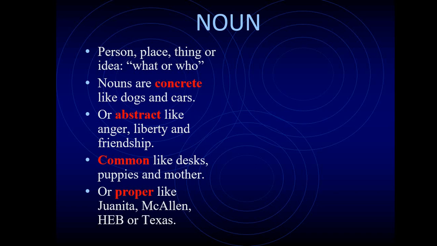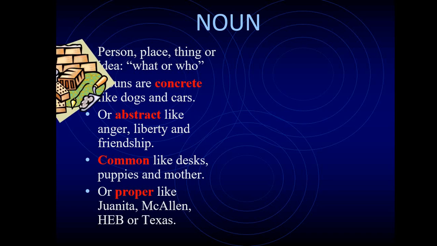Okay, so if you can't know the type of noun, at least you should be able to tell: this is a noun, this is a verb, this is an adjective, at least. You can tell this is a noun, a name of a person, name of a place, name of a thing, etc. So that's for the noun.